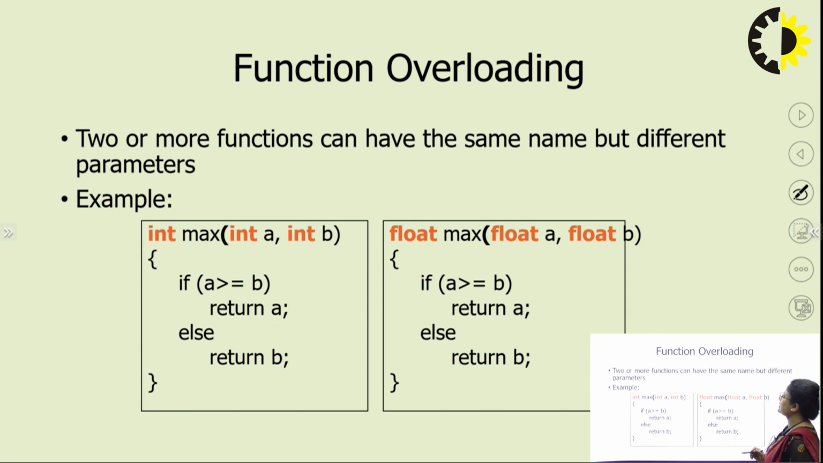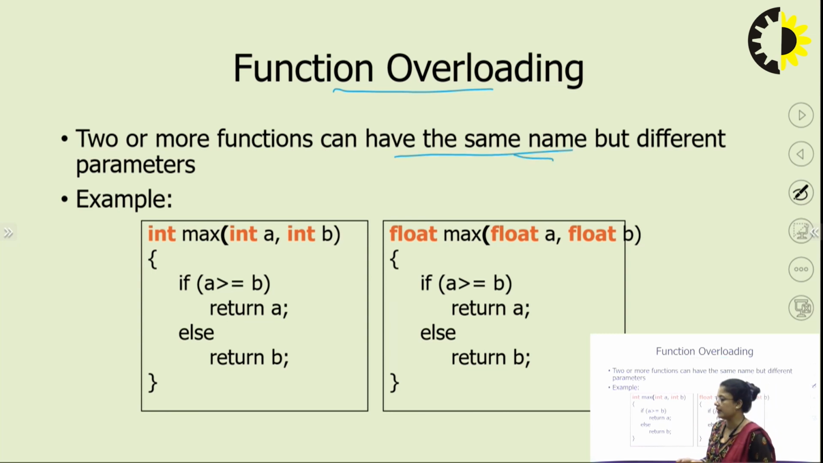So this is an example of function overloading. Let us take an example. We can say 2 or more functions, the very concept of function overloading, have the same name but different arguments or different parameters. If you look at this example, we have the function name max here and the function name max here. Same function name means multiple functions with the same name but doing different tasks. So we are overloading the function, and we call it function overloading.